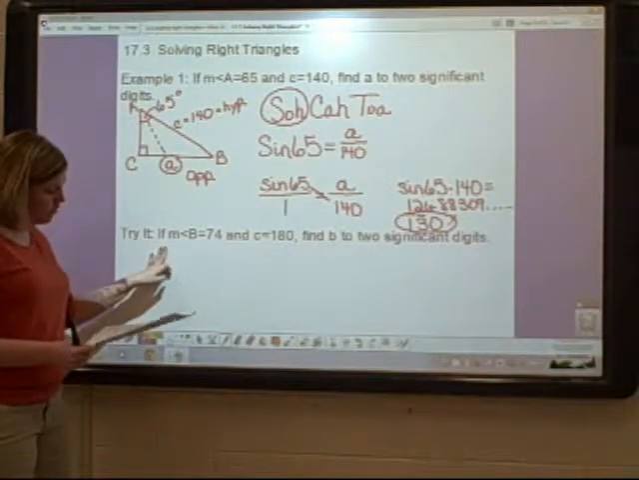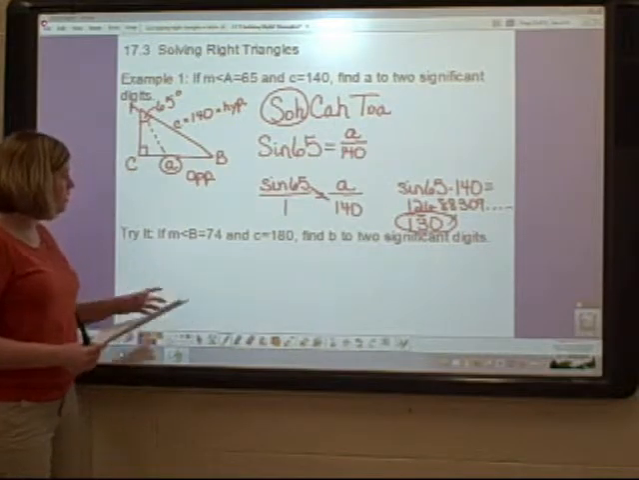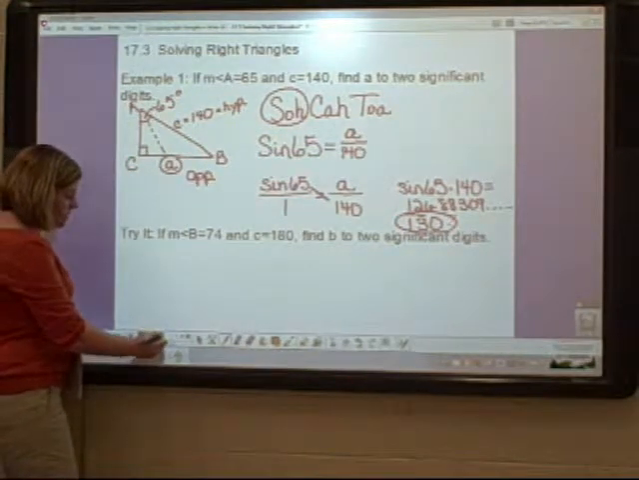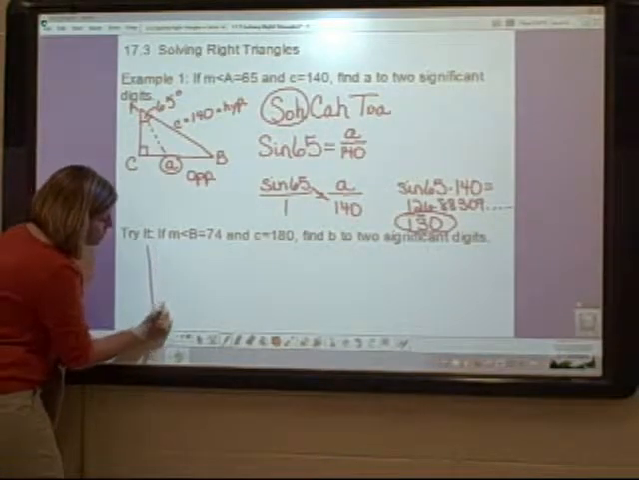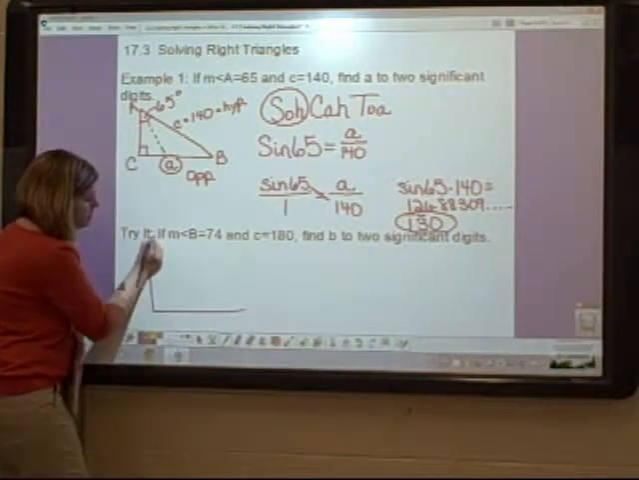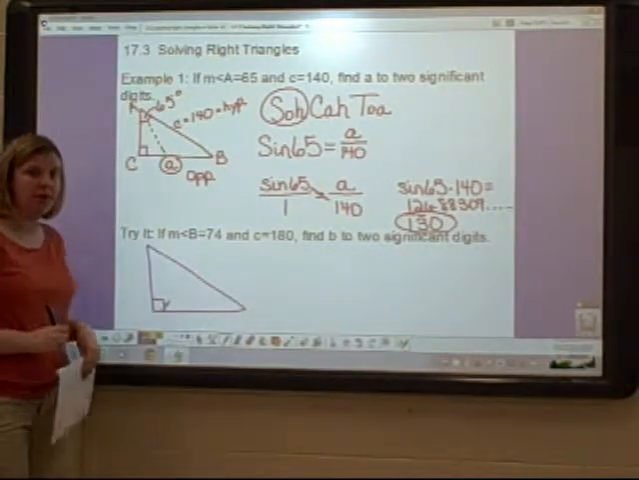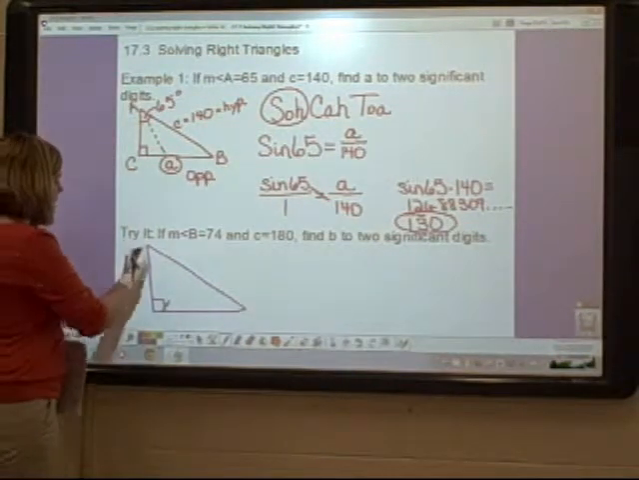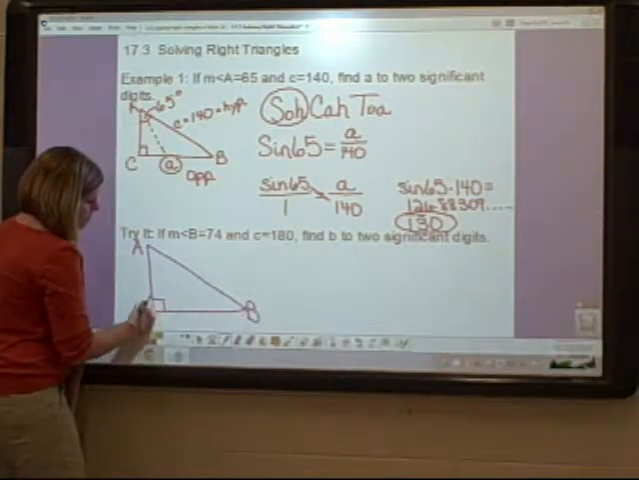Okay, the next problem is very similar to this first one. Let's draw a triangle, because that's going to be our first step, is to draw a picture. And as long as it's a right triangle, it's going to work. So there's my right triangle. And once again, I'm going to label it A, B, C.